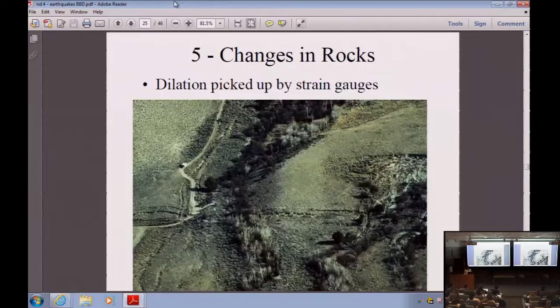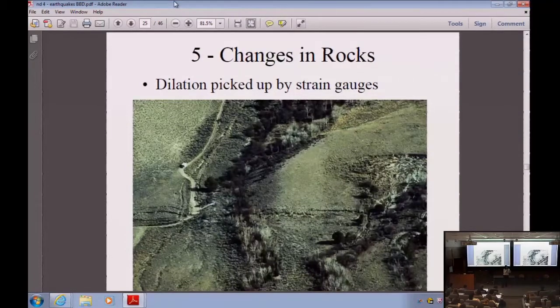Another thing that can happen, and this is mostly because rocks or sediments expand and pore spaces fill with water or change the rock's properties in some way. So we put these strain gauges in, and there's some evidence that sometimes, this is part of the San Andreas fault here, some evidence that sometimes right before an earthquake actually goes, there's a slight expansion that can be picked up by strain gauges. So this is an area of research and active research now.